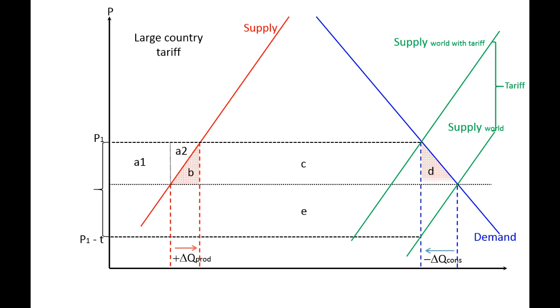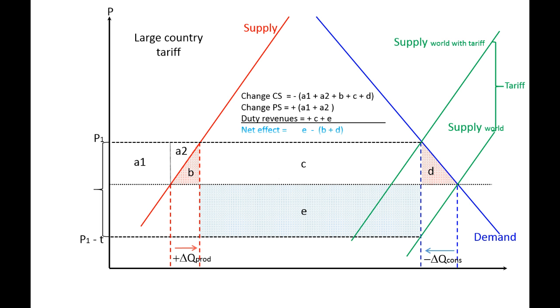So when we look at this net, we see here that B and D are the net losses for the consumers, and E is a gain to the government. So when we add them all together, the change in consumer surplus will be negative A1, A2, B, C, and D. The producer surplus will be a positive A1 and A2. So A1 and A2 go plus minus 0, of course. And then we have duty revenues that equal C plus E. So the net effect in this country will be E minus B minus D.